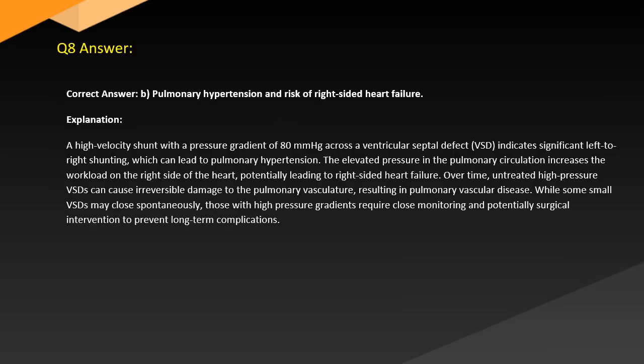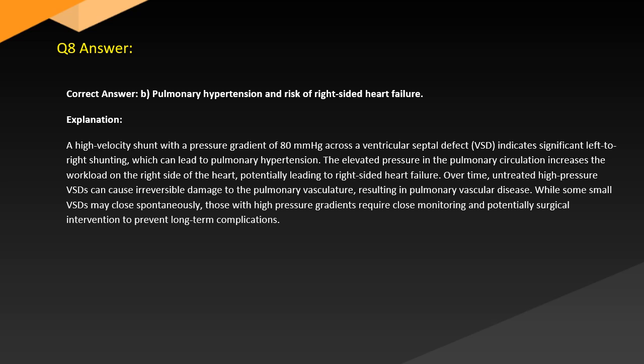Answer. Correct answer. B. Pulmonary hypertension and risk of right-sided heart failure. Explanation. A high-velocity shunt with a pressure gradient of 8 mmHg across a ventricular septal defect (VSD) indicates significant left-to-right shunting, which can lead to pulmonary hypertension.